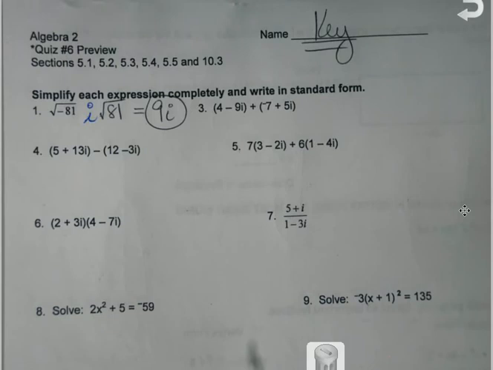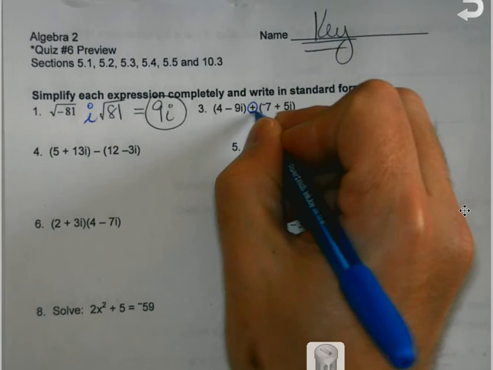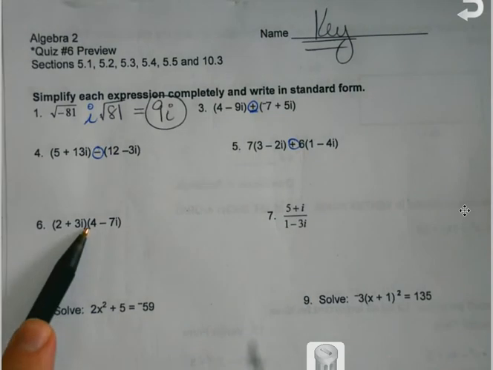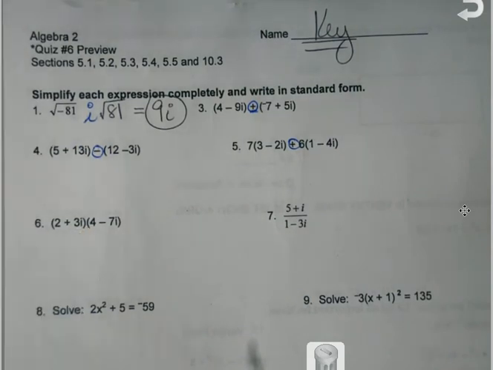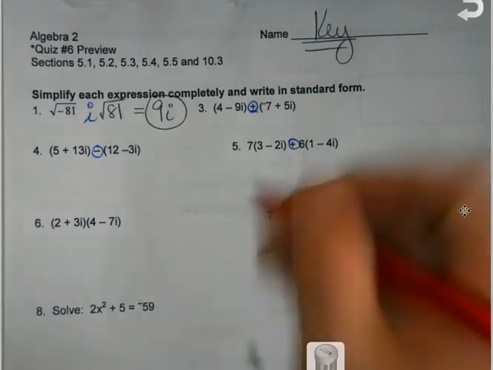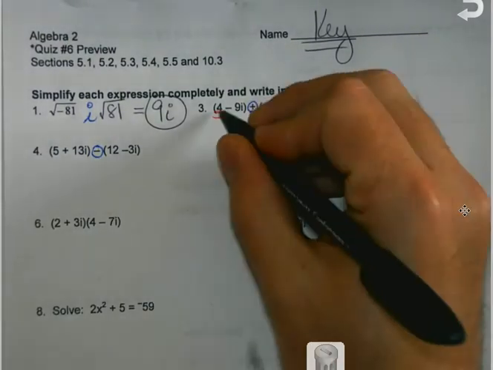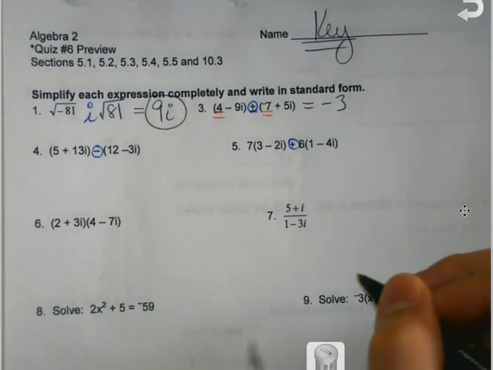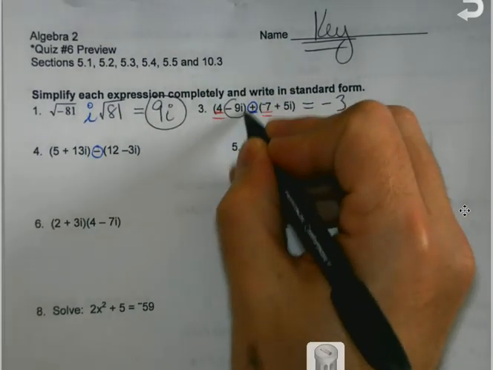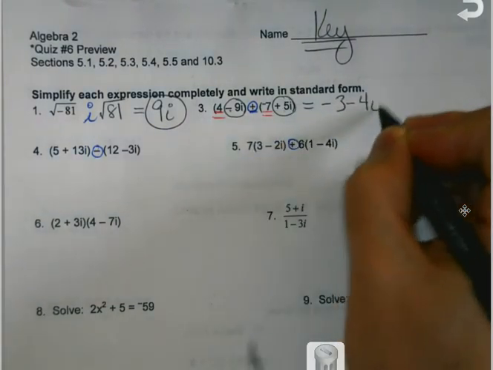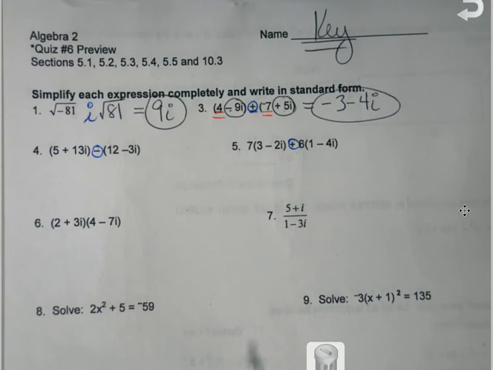When I get to 3, 4, 5, 6, and those, I have to pay close attention to whatever's in the middle. If it's plus or minus, I'm just combining like terms like I would as if it were a variable term. I don't have to multiply until there's nothing in between. So here, all I'm going to do is go ahead, 4 minus 7 is negative 3. Watch your signs. Negative 9 plus 5 is negative 4i, and that's it. Again, keep life simple.